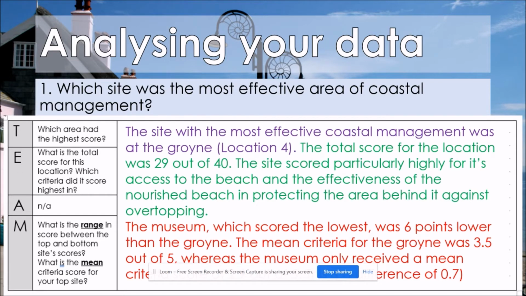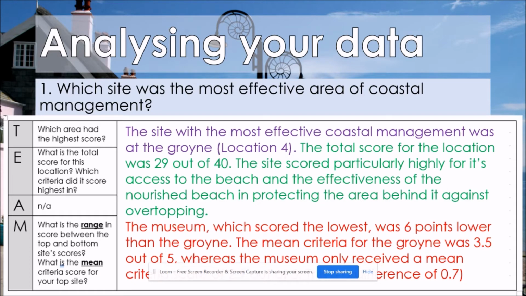So if we look at the T for trend, we're looking for the most effective coastal management, and that was, according to the student's data I was using, at the groin, which was location 4. Then we need to evidence that. So have you put some numbers in to support your trend? The total score for this location was 29 out of 40. So that's the overall score given. The site scored particularly highly for its access to the beach. So I'm now giving examples of where in the data set it scored particularly highly, giving a bit more dimension and evidence to the trend that I observed in purple.